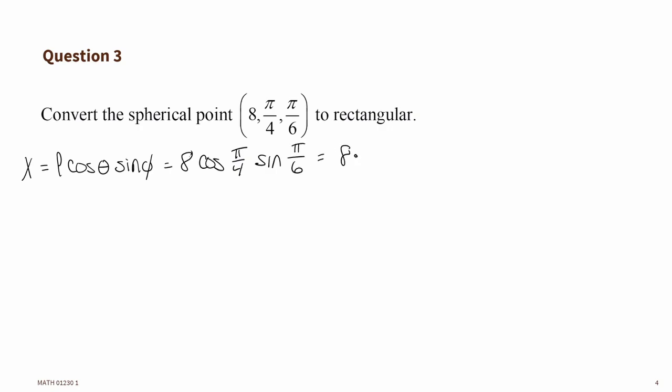What's cosine of pi over 4? What was it? Sine of pi over 6. It's a half. Isn't that just 2 root 2?